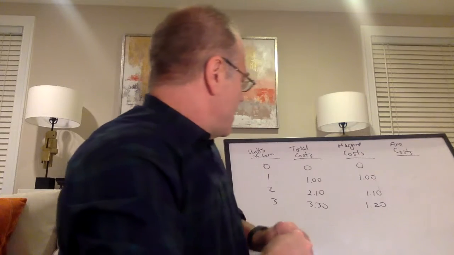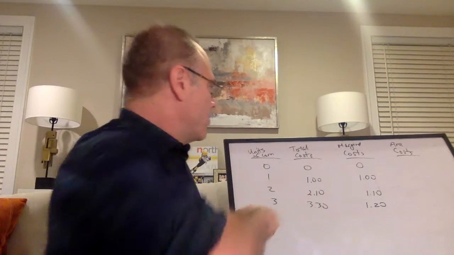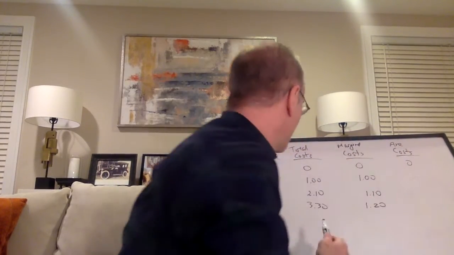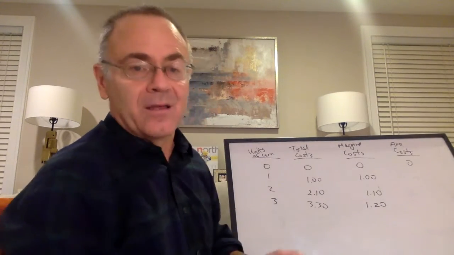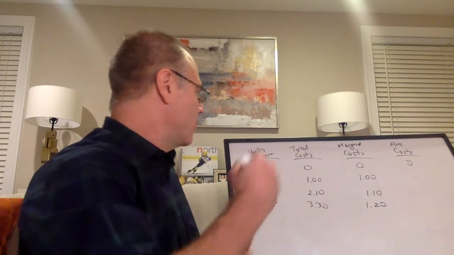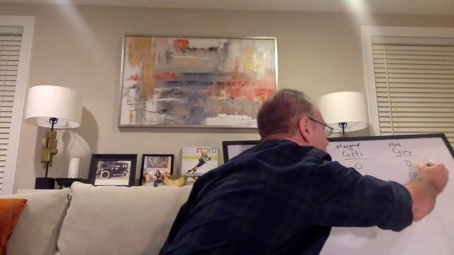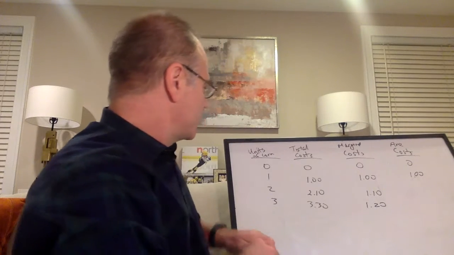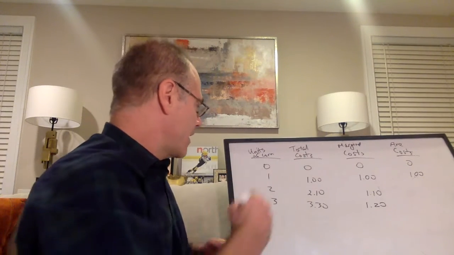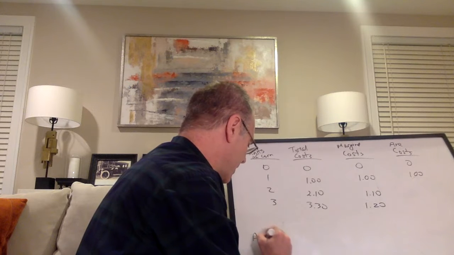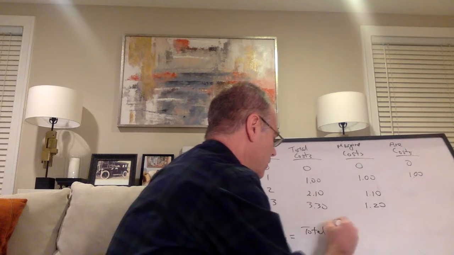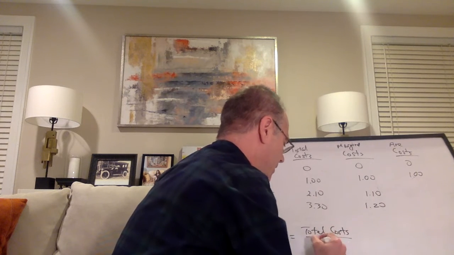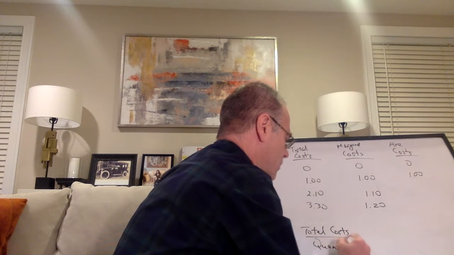Okay, the final thing I want to compute is average cost. Okay, if we have 0, the average cost is going to be 0. If we produce 1 unit of corn, the total cost is 1. Okay, the average cost is going to be 1 still. Now, what about the average cost when we produce 2 units of corn? Okay, average cost, here's the formula. Average cost just equals total cost divided by quantity.